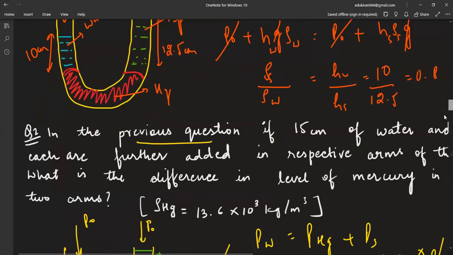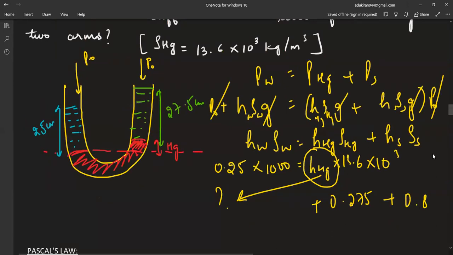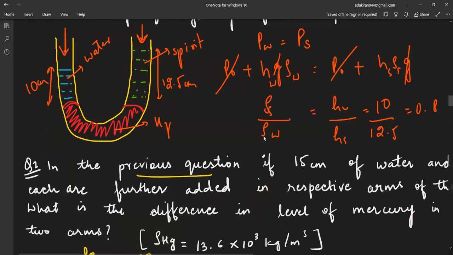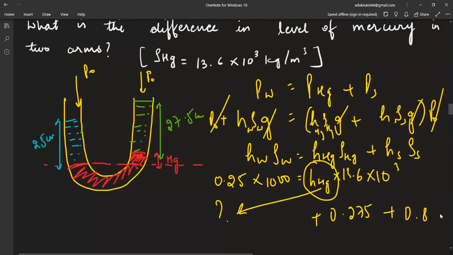Okay, I understood. You're saying why are we using just 0.8? Yes. You have to multiply it by 10 to the power 3. Density of spirit is already given, no? Yeah, this is relative density of spirit. Just multiply it with density of water. Right. I understood what you're asking. Please add it. I thought you were asking about data. 10 to the power 3 will be there, because here we won't use relative density. Here we are using individual densities of water also, of mercury also.